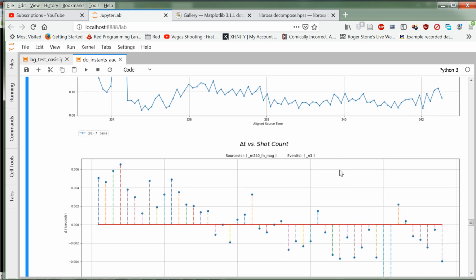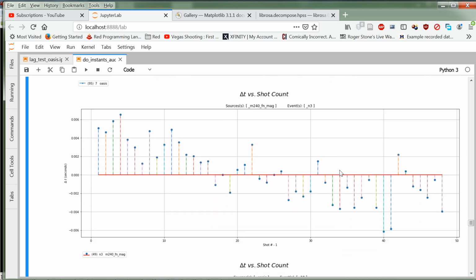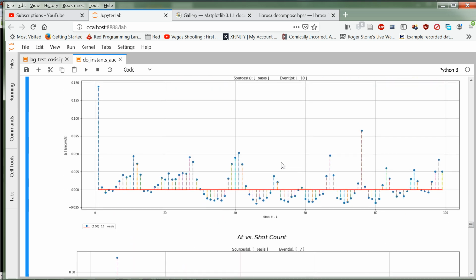And now we come to what I call a stem plot. Let's not start with the machine gun. Let's start with volley 10. Here we have volley 10, and the red line represents the mean of all the times between bullets. In this case, we see that the first one was way off. But after that, we go into these little patterns.